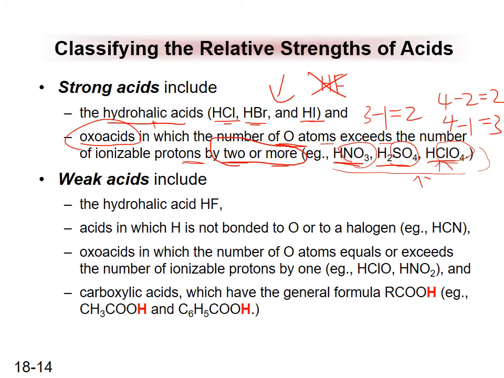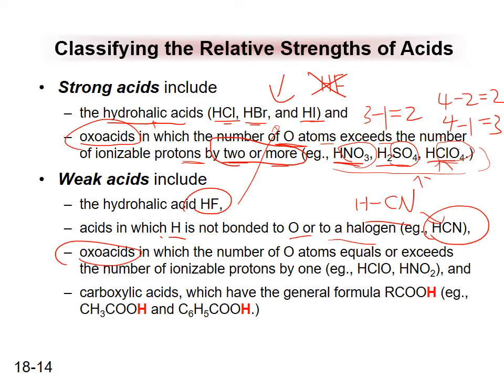Weak acids include, of course, hydrofluoric acid. That's excluded from the strong acids in group 7. Also weak are acids in which hydrogen is not bonded to oxygen or halogen. So hydrogen cyanide is a weak acid because hydrogen is attached to carbon.